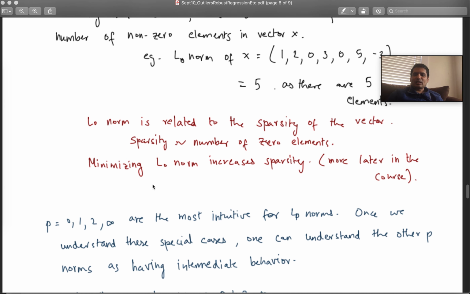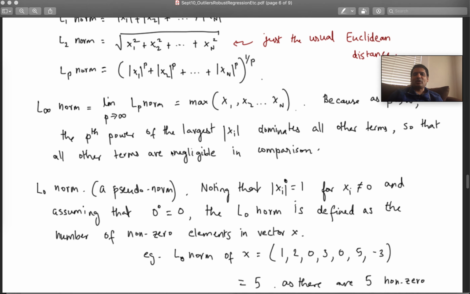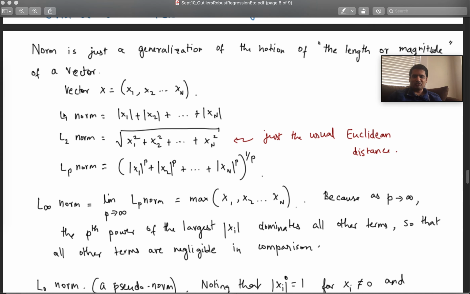Let me summarize by saying that mostly people do not use the LP norms except for p equals 0, 1, 2, and infinity. And really, people don't use 0, it turns out, for technical reasons I'll talk about later. But 1, 2, and infinity are the most common. People sometimes want to minimize L0 norms, but it turns out that minimizing L1 norms is similar to minimizing L0 norms. So that's just a high-level overview of this notion of a norm.